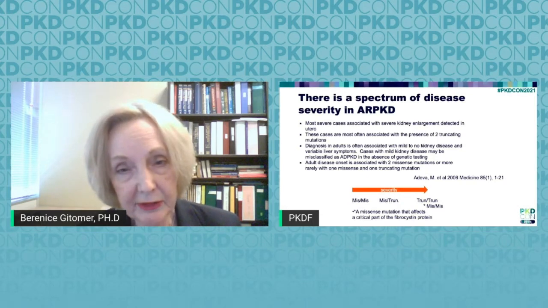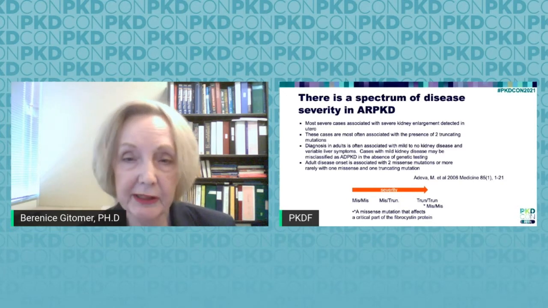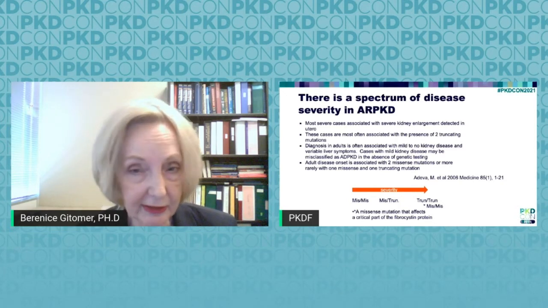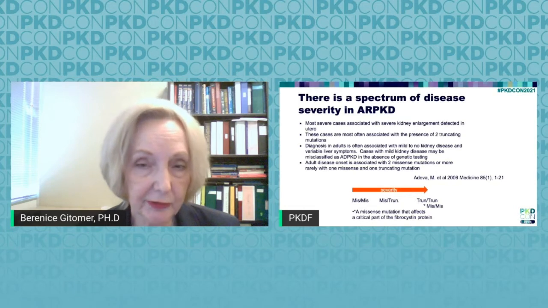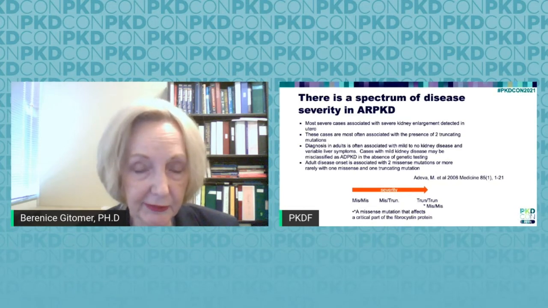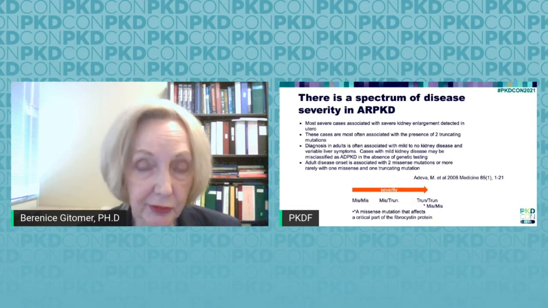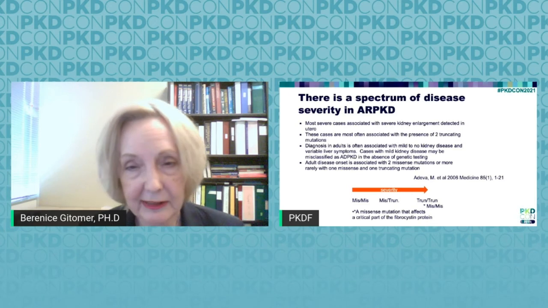We also now know that there are some cases where ARPKD has been diagnosed in adults. Sometimes this can be mistaken for ADPKD, and this adult form is more typically associated with two missense mutations rather than a truncating or two truncating mutations. Next, please.